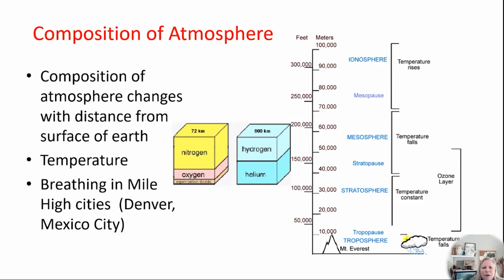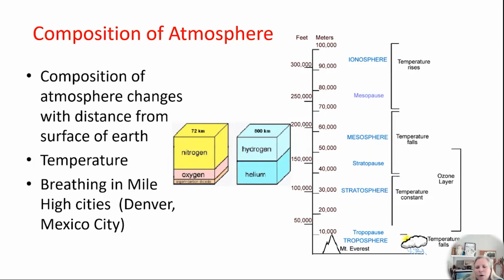So if you see down here on Mount Everest, there's a little Mount Everest on the right. If you were to climb to the top of Mount Everest, is there oxygen to breathe? Have you ever watched any of those expeditions? You have to bring oxygen with you. So again, as you go up, that's where our temperature begins to fall as you go higher up in elevation.